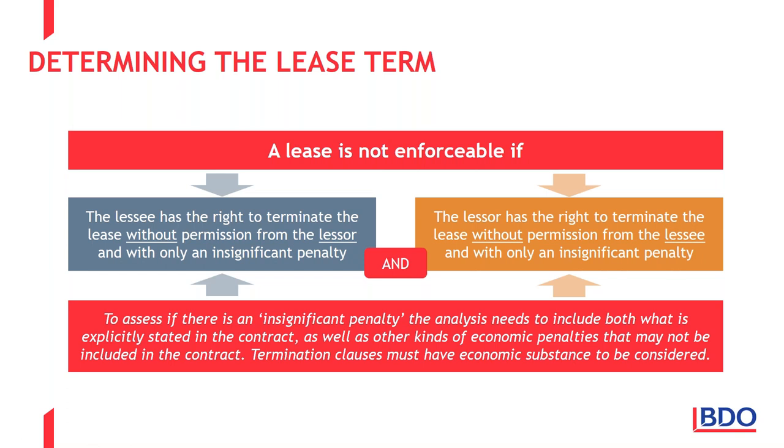another way to put the slide is to say a lease is enforceable, because we want to look for enforceable leases. A lease is enforceable if the lessee has the right to terminate with a significant penalty. So the lessee has the right to terminate, but there would be a significant penalty involved. So in that case, we still say the lease is enforceable. Or, and it's not an and, it's an or, the lessor has a right to terminate with a significant penalty only. So as soon as the lessee or the lessor can terminate the contract, but it would involve a significant penalty, and that's not just the penalty within the contract, it would be other economic penalties, then we've got an enforceable contract. So I've just tried to state it in a positive manner. All right, so let's look at examples and see how this rolls.